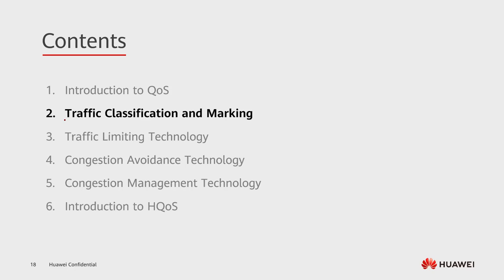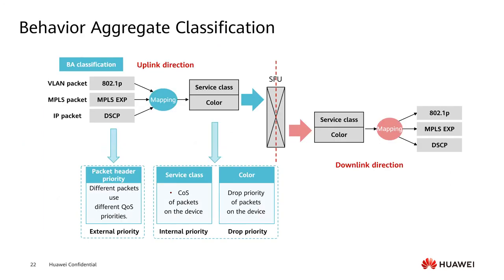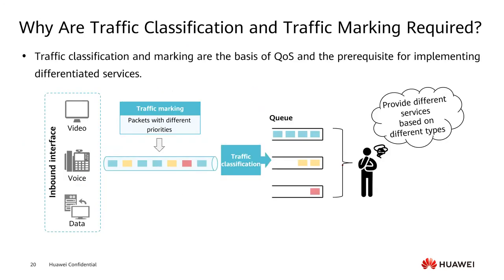And let's look at the second part, the traffic classification and remarking, the marking. As we know, we talked about the queue processing before, and we know that when traffic comes to the device, first it needs to be classified into different classes, into different types of traffic. So how do we classify them? Does the device understand the application? Does the device know this is a video, this is voice, this is data?